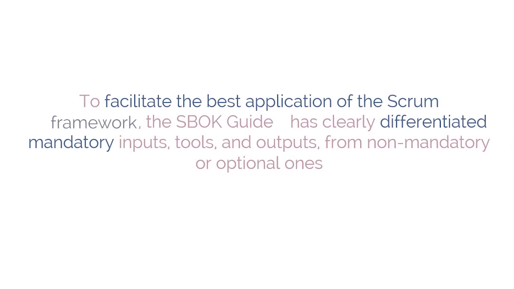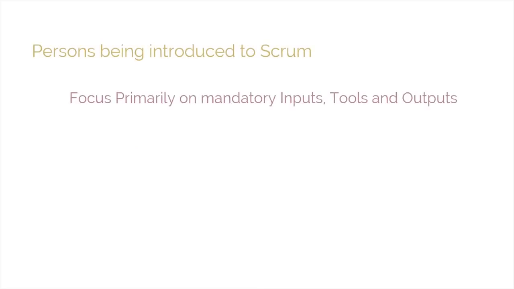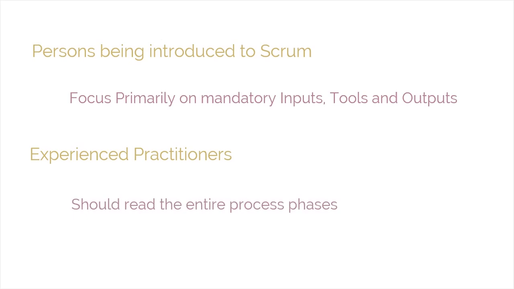What's more, in order to facilitate the best application of the Scrum framework, the SBOK Guide has clearly differentiated mandatory inputs, tools, and outputs from non-mandatory or optional ones. In the SBOK Guide, the inputs, tools, and outputs denoted by asterisks are mandatory, while others with no asterisks are optional. It is recommended that persons being introduced to Scrum focus primarily on the mandatory inputs, tools, and outputs, while more experienced practitioners should read the entire process phases.